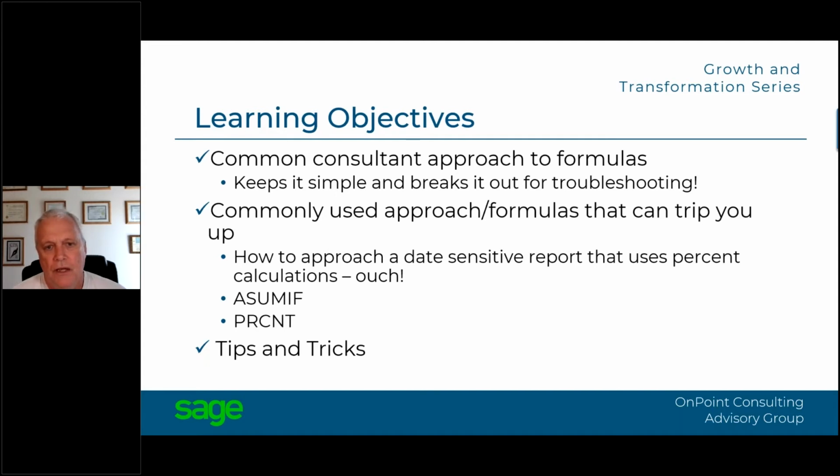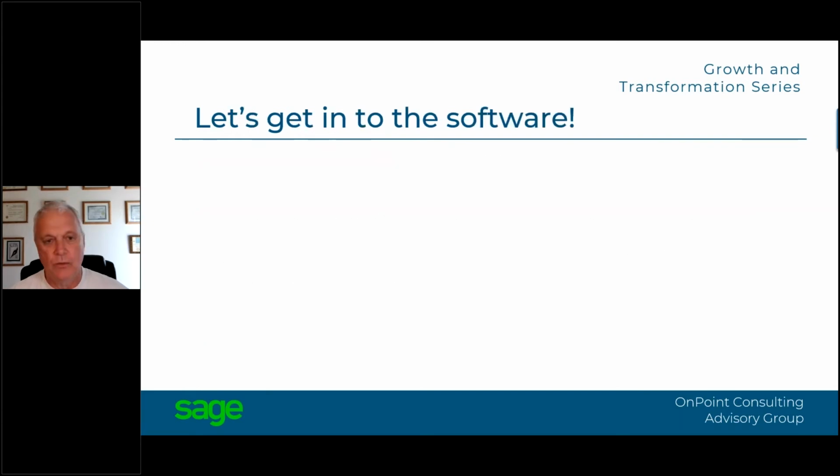We'll also look at commonly used approaches, and I'll explain that as we go, and then formulas that can really trip you up, but that are needed, especially for real-time job costing. Specifically, how to approach a date-sensitive report that uses percent calculations. There are some gotchas there, and you're talking to the king here, king of gotchas. So we'll cover that, and then the a sum if, and then the percent formula. Those are some keys that you'll want to be aware of, and that's going to be the basic tools in your toolbox you use for report designing, and then other tips and tricks as we go along.